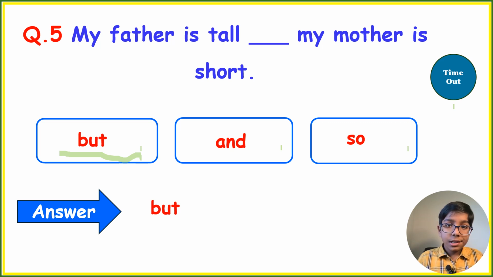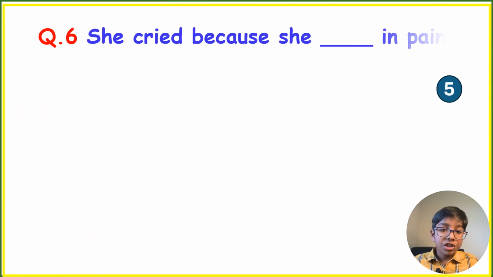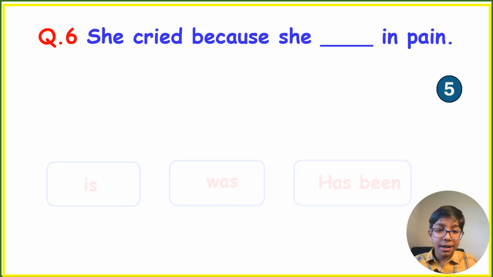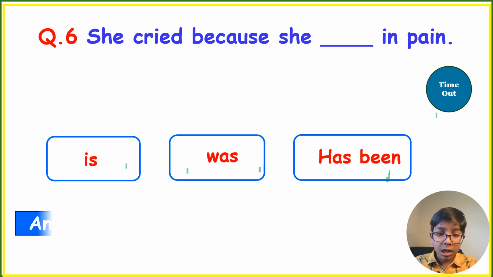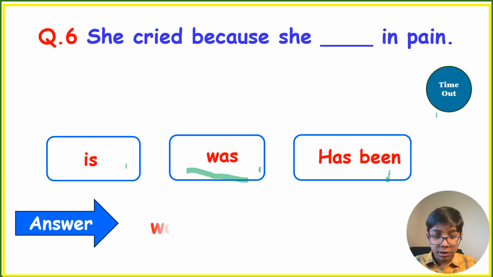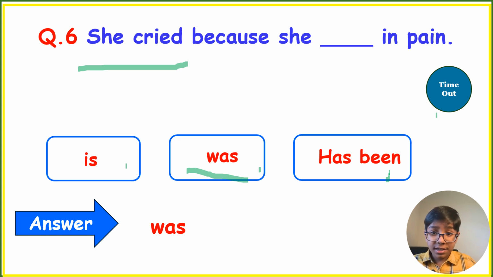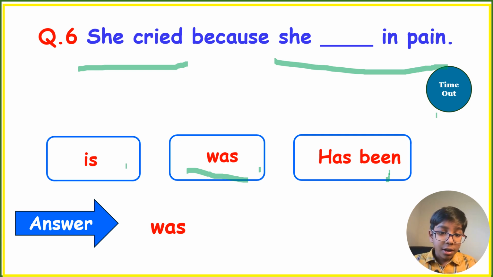Your next question is: she cried because she dash in pain. Is, was, has been. Your time starts now. Your correct answer is was. Here she cried is in past tense, and then another sentence, she dash in pain, is also in past. So that's why we are here using was.